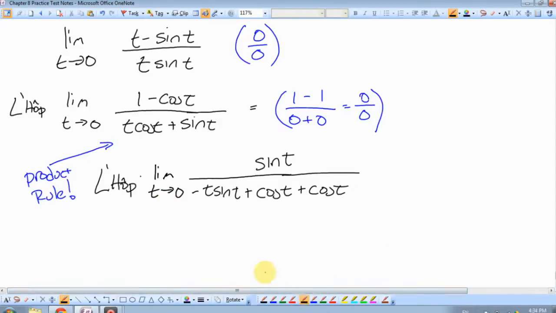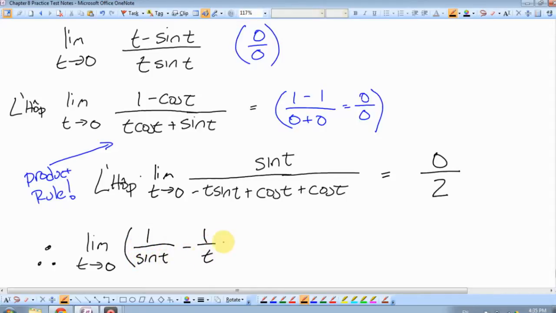Okay, let's calculate. I think we're good here, right? 0 over 2. It is 0. Why did I say 1? 0 plus 1 plus 1 is 2. So that's 0. Happy day. Therefore, here's your 3 dots: the limit as t approaches 0 of 1 over sin t minus 1 over t equals 0.